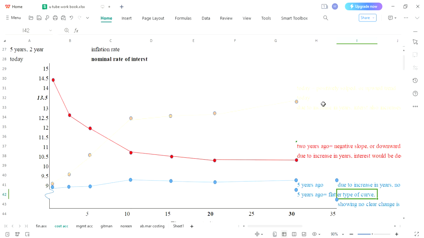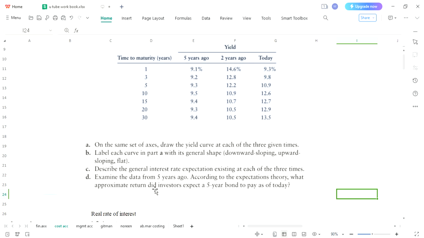Again, blue was the 5-year. So all rates in the blue line are between 9.1 and 9.4. Expectation would be the same. No matter how many years you are describing, 2 years, today, 10 years, 15 years, 30 years, you will get the same rate between 9% and 9.4%. This was your D requirement. It was saying to examine the data 5 years ago according to expectation theory. What approximate rate of return did an investor expect a 5-year bond to pay as of today?